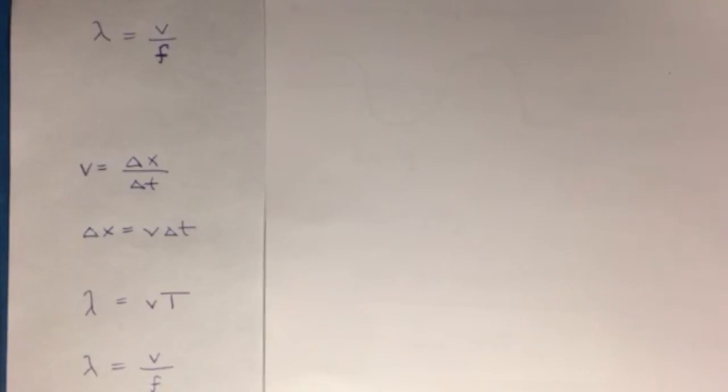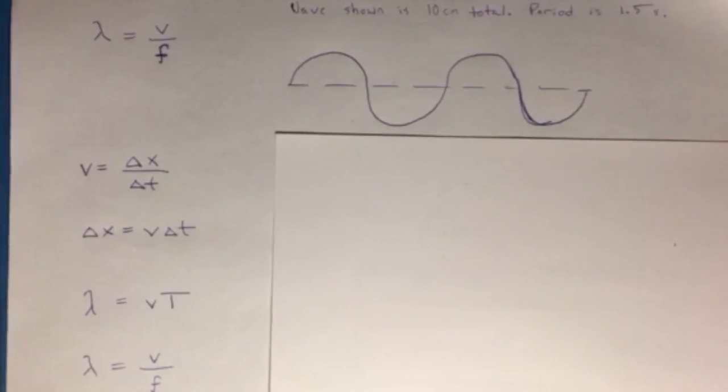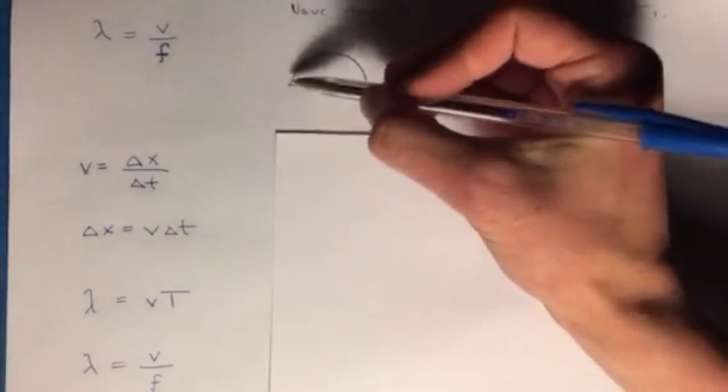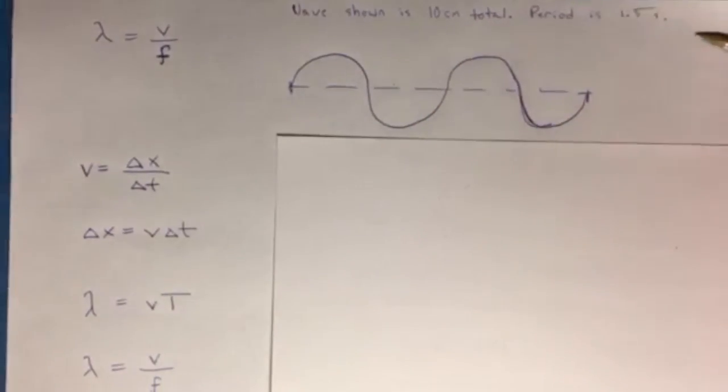So as we move over to the right side, we have a sample problem. It says the wave shown is 10 centimeters total. The period is 1.5 seconds. So we know that all of this that we're showing right here is 10 centimeters. So from this point right over here all the way to the end, that's 10 centimeters.